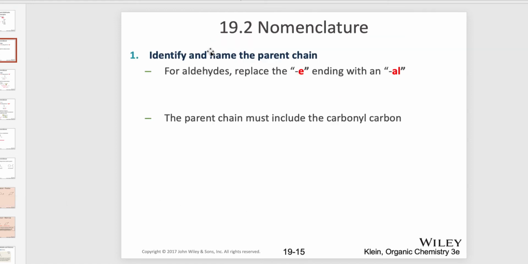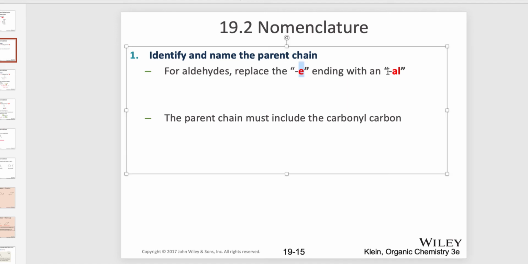Let's go to nomenclature. This is fairly straightforward. You can pause the video and think about some of these compounds. I'm going to promptly walk through them. For aldehydes, when we have a parent chain, we're basically replacing the E with an AL. So butane becomes butanal. And as we've seen before, when we have a parent chain, we need to include the carbonyl group. And where the carbonyl group is plays an important role.